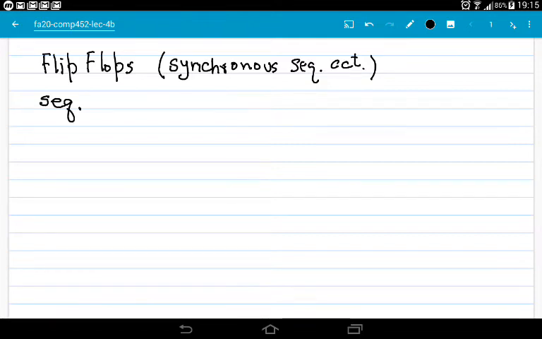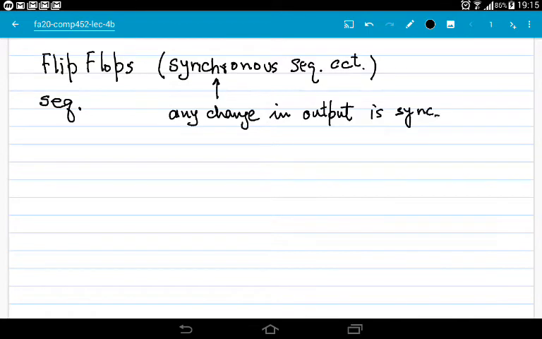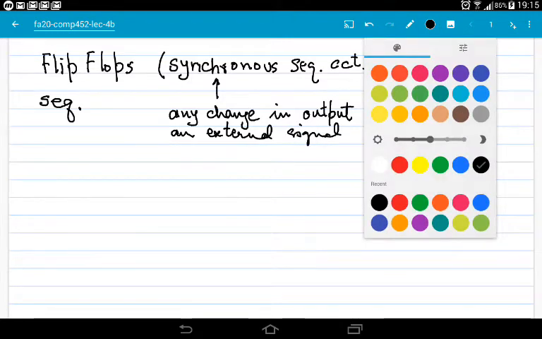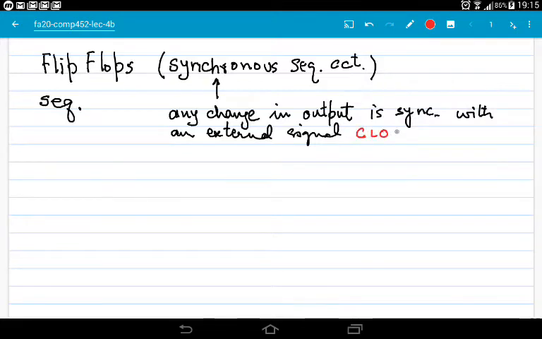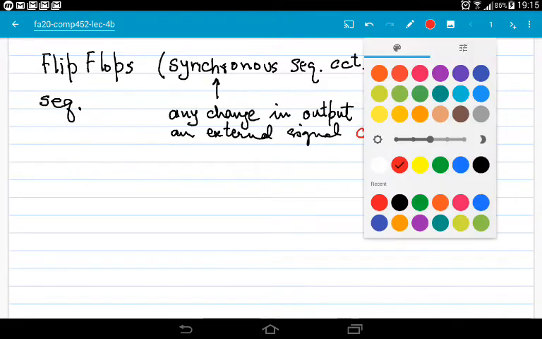Synchronous means that any change in output is synchronized with an external signal, and that signal is almost always called clock signal. Okay.